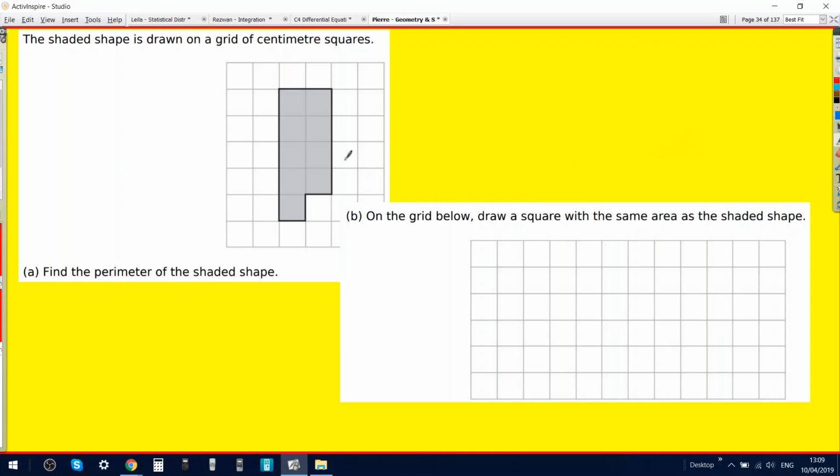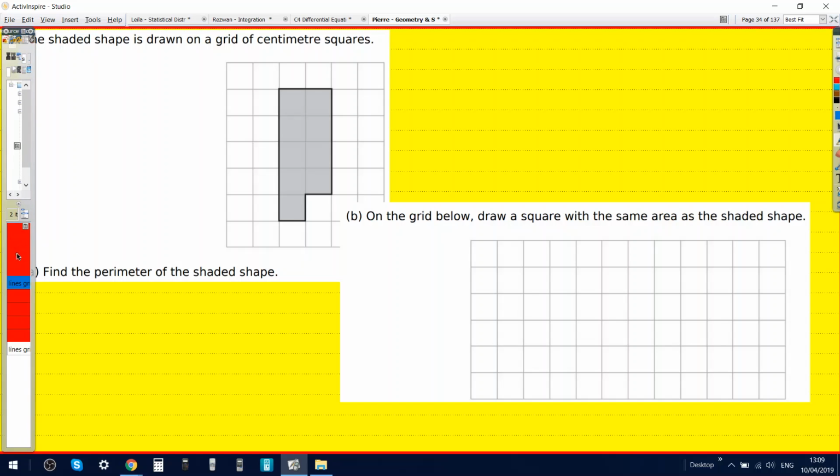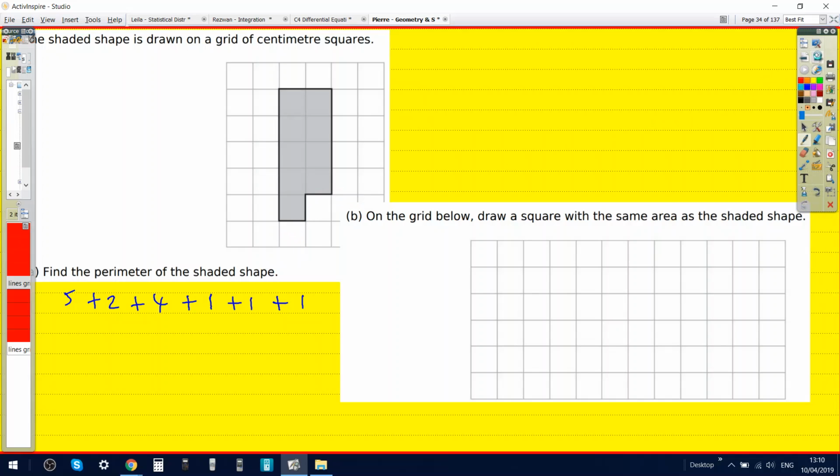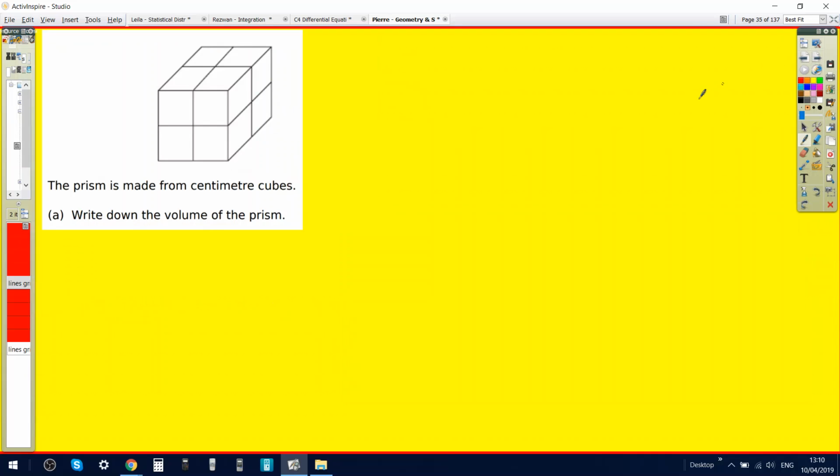Indulge me. What's the perimeter for top left? Top left. That's 5 plus 2 plus 4 plus 1 plus 1 plus 1. That's fine. And area, you're gonna be fine there. Okay, volume.